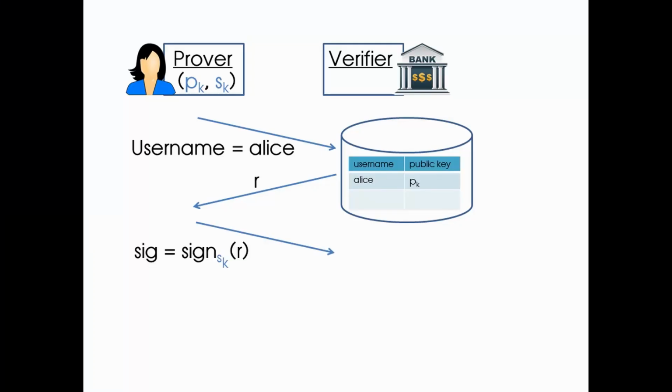But this is not a zero-knowledge proof, and here is why. When Alice sends a signature over a random message, she's actually giving the bank information that the bank could not have produced on its own. Think about it. If the bank has your public key, can it produce a signature over a random message? No. Only the owner of the secret key can produce a signature.